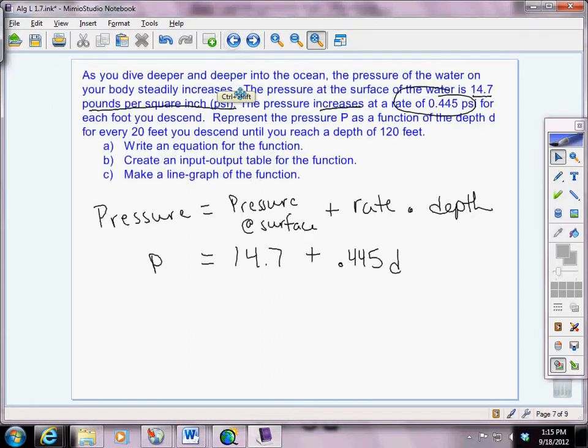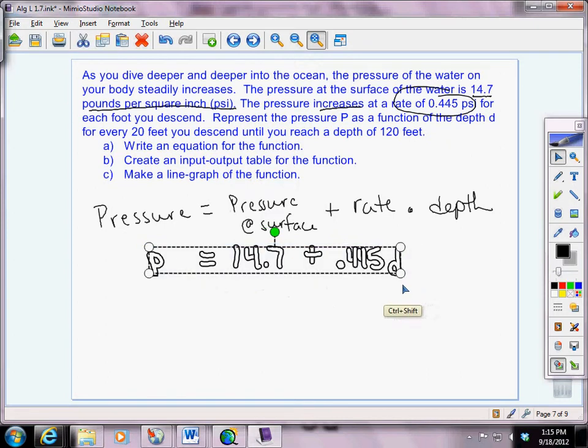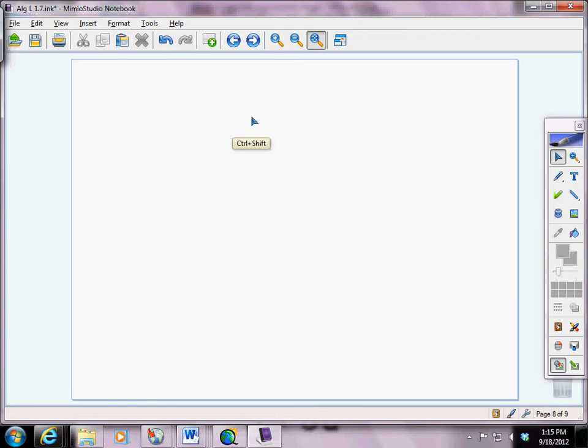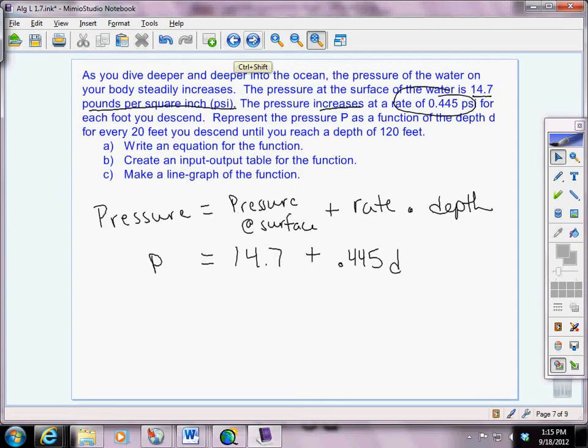Well, let's see if I can get it to copy here. I can't. That's right. I'll just rewrite it.